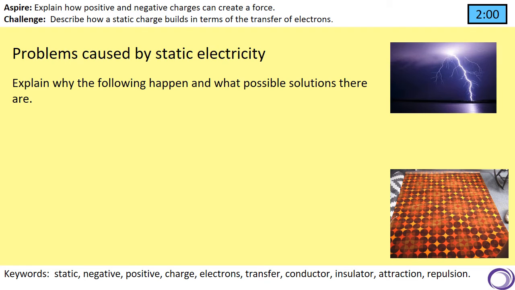So here, we're just going to look at some of the problems and possible solutions that are caused. We've got a picture of lightning there. If you happen to be struck by lightning, it's a considerable problem to your health, to your life. So lightning is caused by static electricity. We've got an old 1970s carpet there. You used to get a lot more shocks in the 70s because the carpets were made out of nylon.